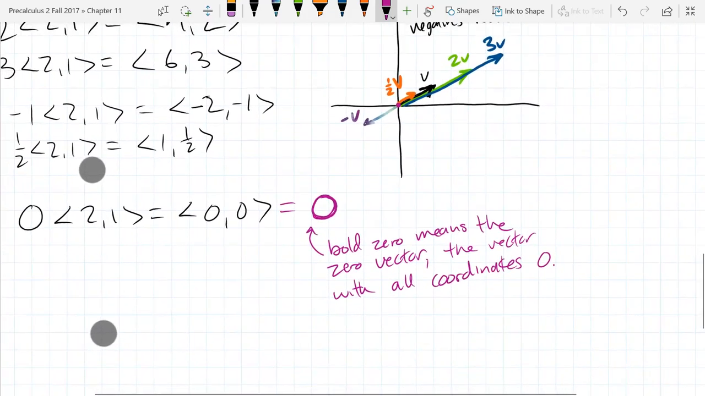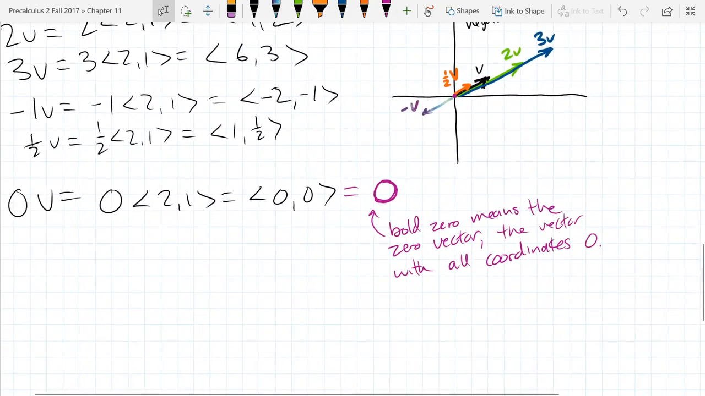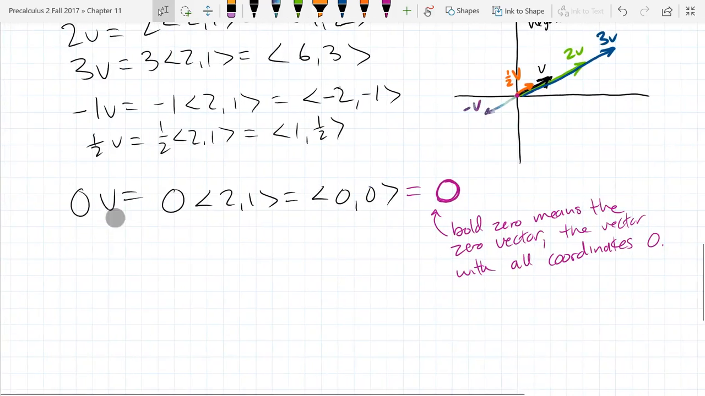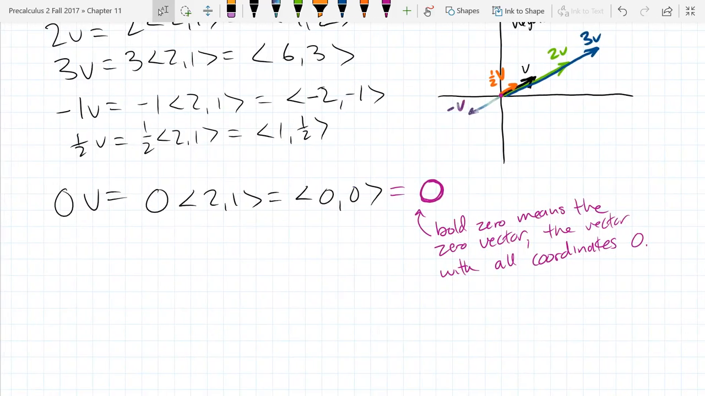This was the zero vector in 2 dimensions. The zero vector in 3 dimensions is just 0, 0, 0. And it's written the exact same way. So that is addition and scalar multiplication. And now we're ready to talk about magnitude or modulus.